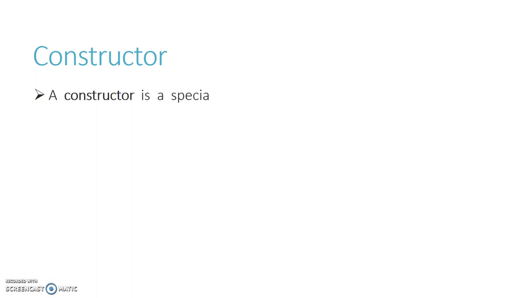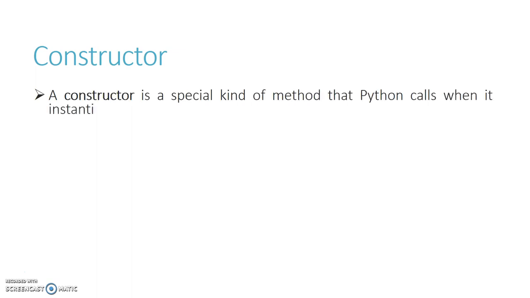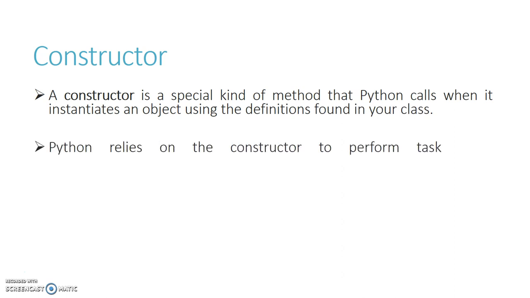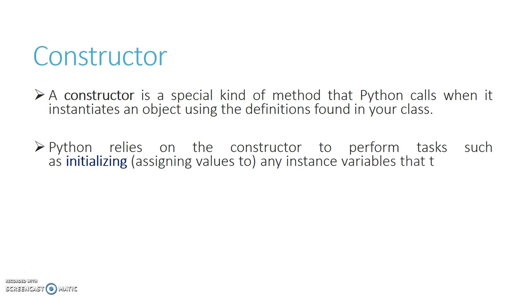A constructor is a special kind of method that Python calls when it instantiates an object using the definitions found in your class. Python relies on the constructor to perform tasks such as initializing and assigning values to any instance variable that the object will need when it starts.